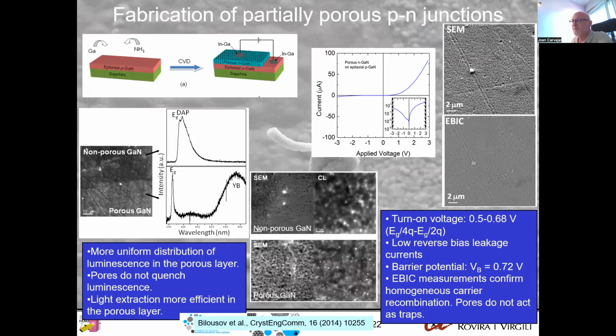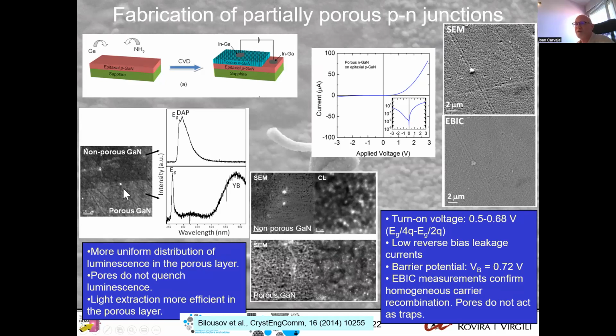Finally, going to the last part of my presentation, I wanted to present the main devices that we fabricated with these structures. Here, for instance, I'm presenting a partial porous p-n junction. So we have a non-porous p-type gallium nitride substrate, and on top of it we are growing an n-type porous gallium nitride layer.